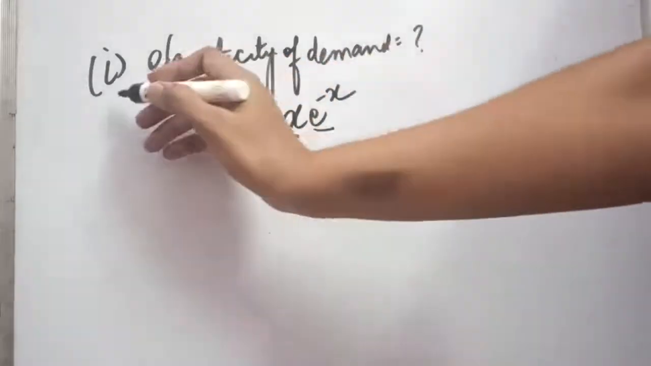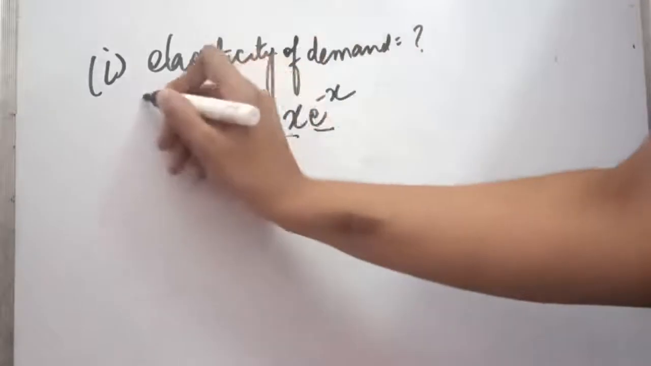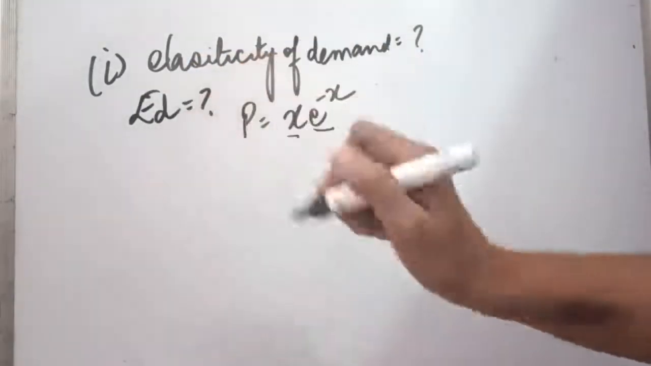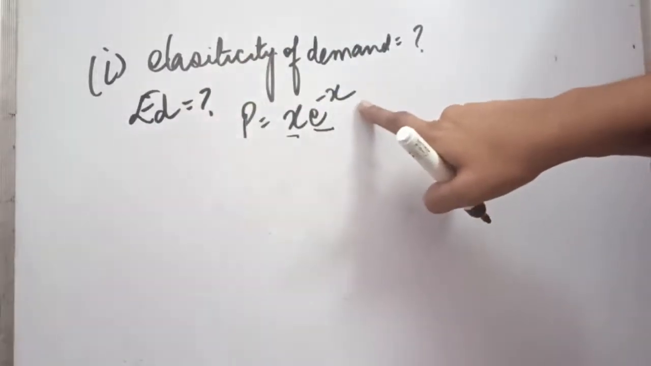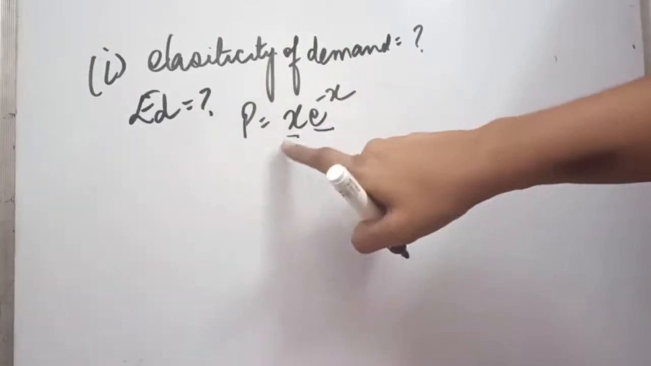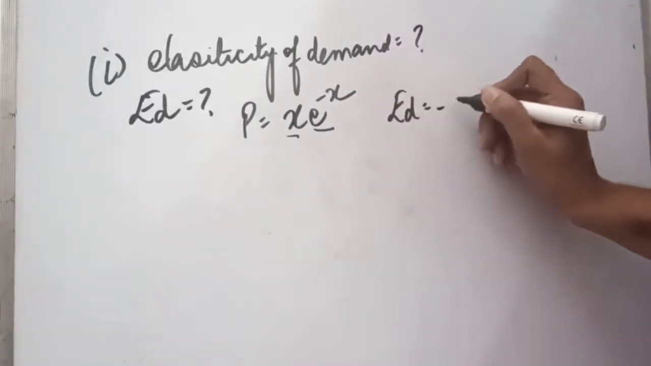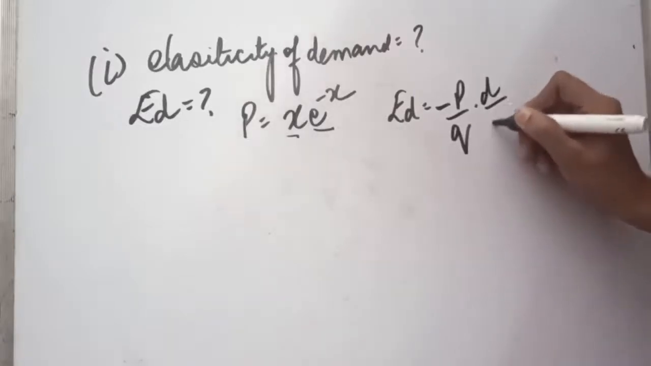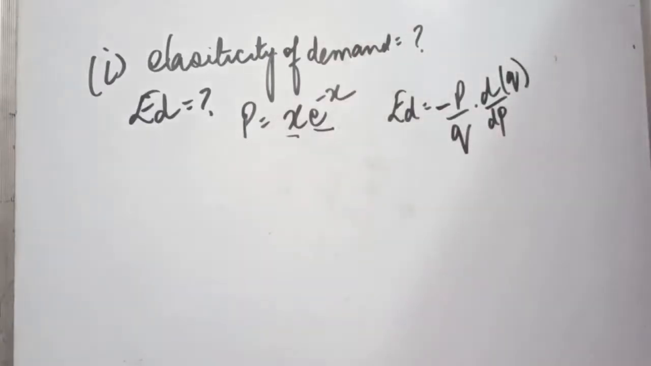Now in this question, the first part of the question says we have to calculate elasticity of demand. So elasticity of demand is denoted with ED. We have to calculate this, and P, that is price, has been given, x into e raised to power minus x. So here quantity Q has been denoted with x and P has been given. Now to calculate the elasticity of demand, we know the formula is minus P over Q into d upon dp, derivative of Q with respect to P.